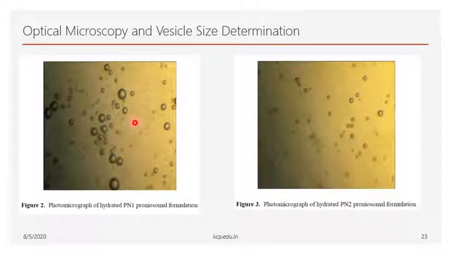There are two images here. The first image is the photomicrograph of PN1, the first proniosomal formulation, and the second image is PN2, the second formulation. The first formulation contains Span 60 and the second contains Span 40. You can see that in the PN1 formulation the vesicle size is larger than the second one. There is no agglomeration or aggregation in the solution, and in PN2 also no aggregation has formed. So this is the visual image of the proniosome.